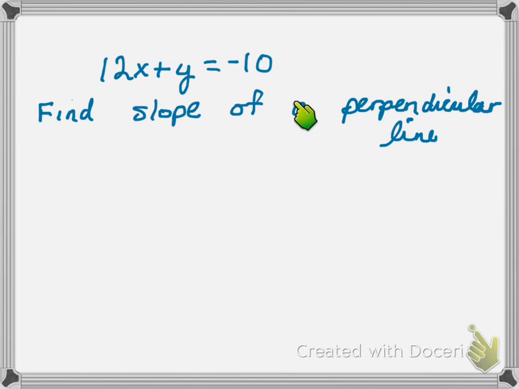All right, so the first review problem that I have for you, I have an equation for a line. And this line, I'm supposed to find the slope of a line that would be perpendicular to this. So here's the line that I have. I want the slope of a line perpendicular to this one. So if this line looks like this, then I want the slope of this line. So to do that, I've got to figure out the slope of this line first.